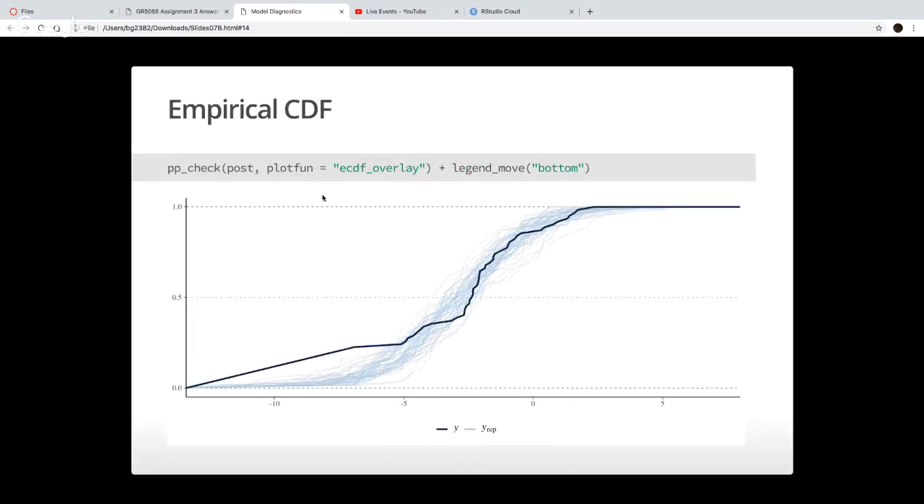Another thing you can do is plot fun equals ECDF overlay for the empirical cumulative distribution function. The one in blue, again, is for the actual data. We have a whole bunch of gray lines, each one representing a realization from the posterior predictive distribution. And again, you can see in the lower tail that the model's empirical CDF is not that well aligned with the empirical CDF of the data, suggesting an omitted variable that is common to countries that have a low black market premium.